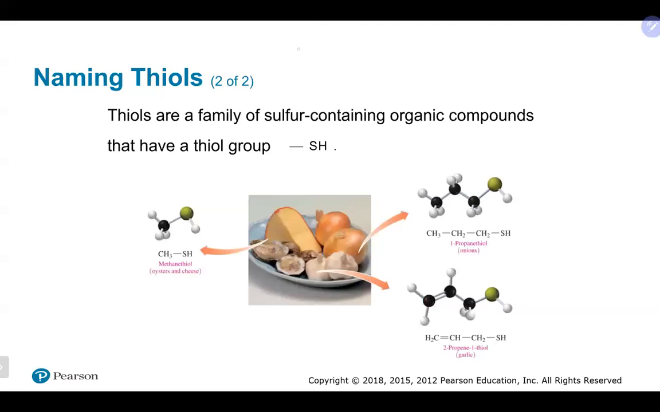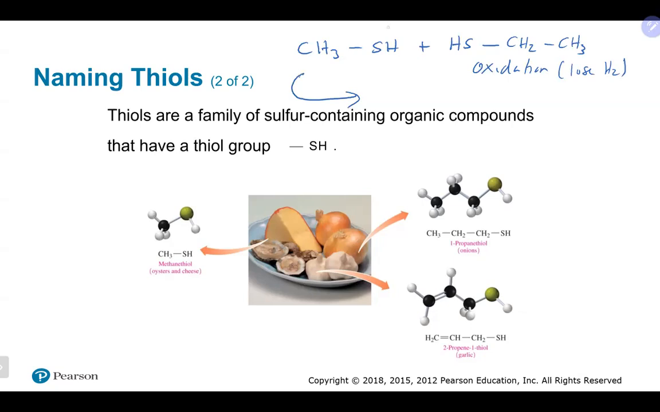But if you take two thiols and you put them together, what happens is it will go through an oxidation reaction. And in this oxidation reaction, it will lose H2. So basically what will happen is the hydrogen on one and the hydrogen on the other will come out. So those guys get lost and we make H2.